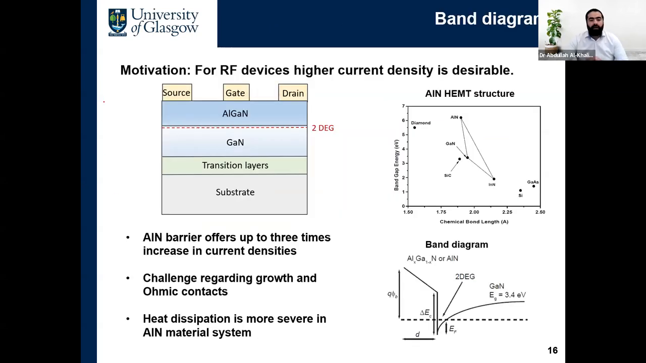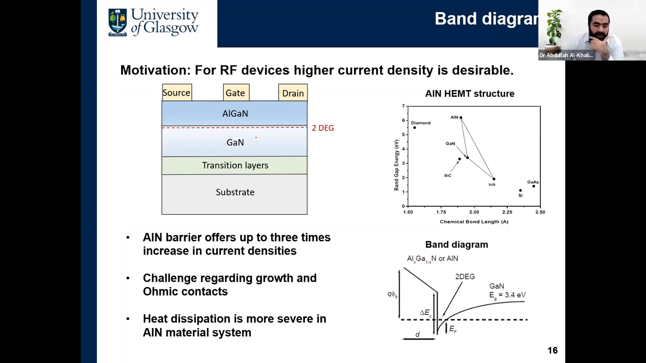Here we look at the basic structure of gallium nitride. We start with a substrate, and we have lots of options here. We use either silicon carbide, silicon or sapphire. Recently, gallium nitride substrates have started to become available in larger diameters, but they are still at least 10 times more expensive than sapphire substrates. Then we have the transition layers to relieve the strain in the structure, and then a GaN channel.